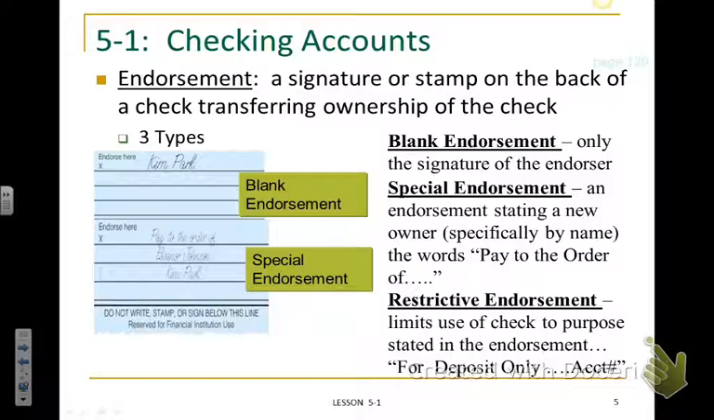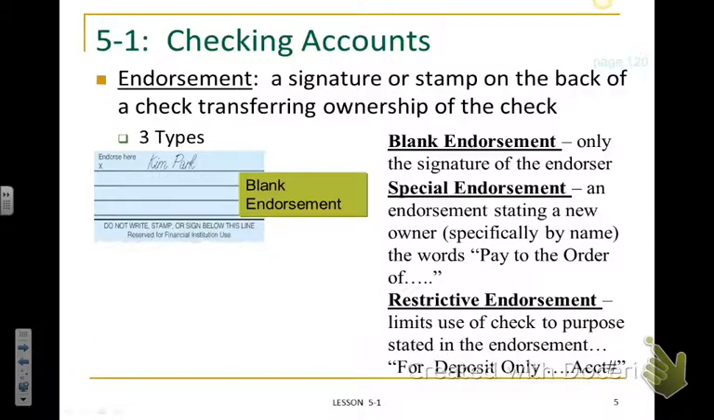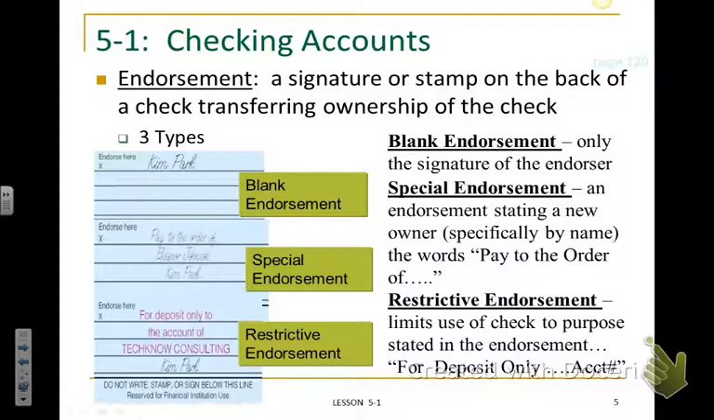So when we're doing a special endorsement, we put "pay to the order of," and then we put whom we're paying that check over to or endorsing that check over to. The third type of endorsement is a restrictive endorsement. This is the safest type of endorsement.